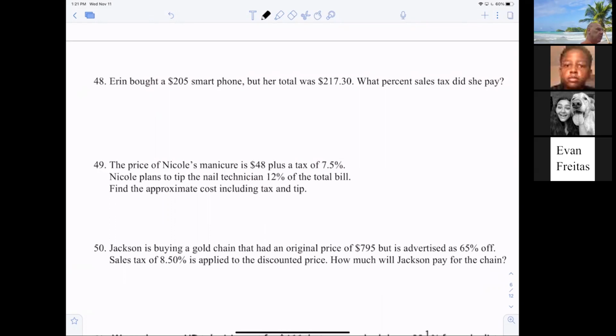So Erin bought a $205 smartphone, but her total was $217. So how much tax did she pay? Not the percentage, how much tax? Tell me. $12.30. Now I'm trying to find a percentage, right? So you divide it by what number though? 205, that is correct. I'm proud of you if you know that. All right, divide that out for me. 0.06, which is what percent? 6%. I'm good with that.